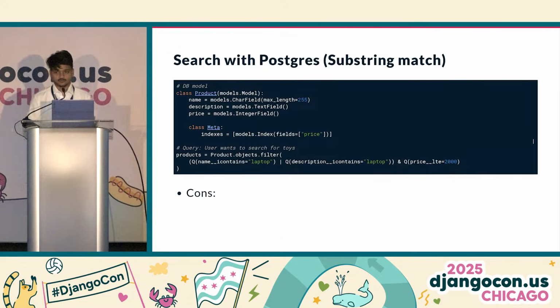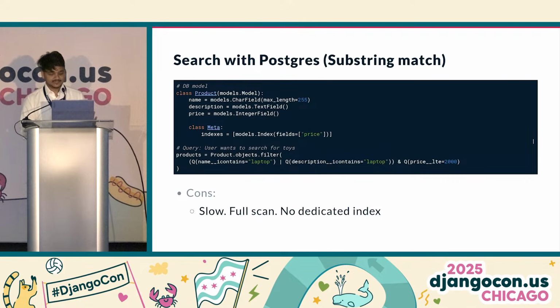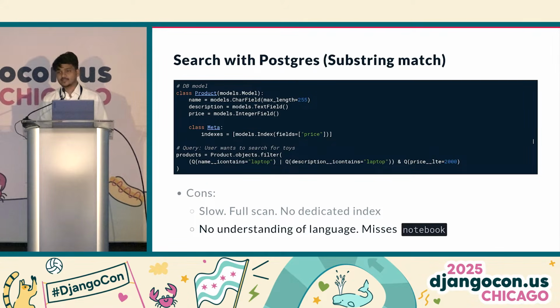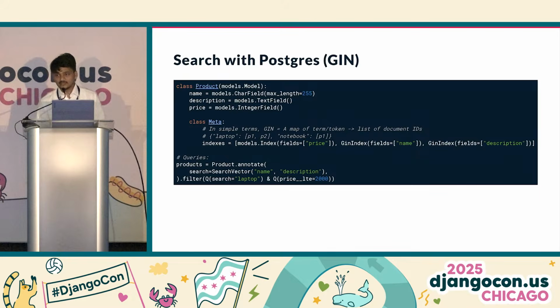work, at least at a normal scale with fewer points, but there's a problem that it is slow, because it does a full scan. This icontains does not have a dedicated index, unlike the B-tree on the price. So it's slower. There's no dedicated index. So that's the problem. And there's another problem that it does not understand the language. So when you're searching for something like laptop, there might be entries around which talk about notebook, which is also a laptop, but it will just completely miss that. So that's about it. Then we also have the GIN index.